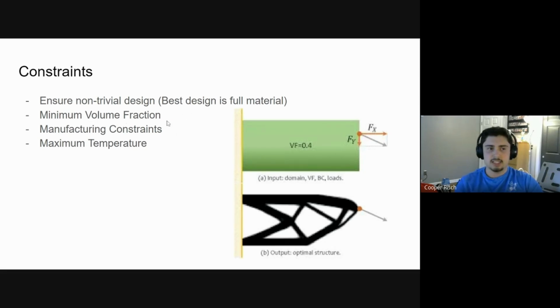Some popular constraints are minimum volume fraction. That's essentially setting how much material you want to have left after you run the process. So if this is 100%, let's say this is like 30%. Manufacturing constraints can be important. If your 3D printer, your CNC mill, or your 5-axis mill can only cut or produce your part a certain way, you might want to include that in your optimization. There's also maximum temperature. If you're working with thermal, you can have it optimized based on temperature.